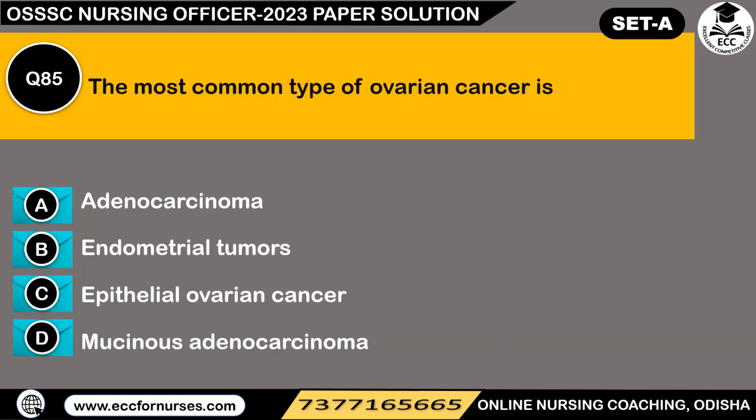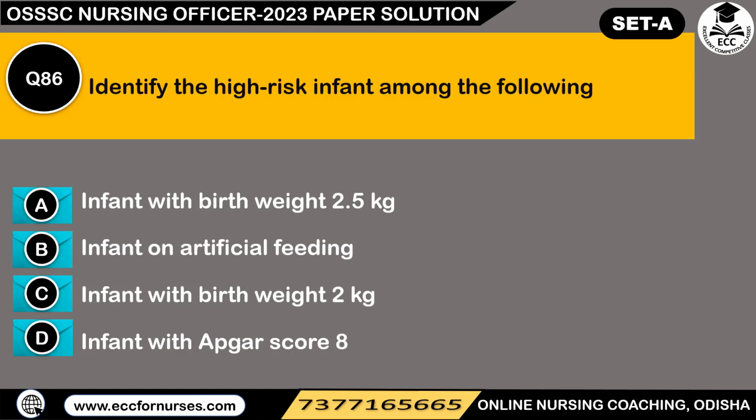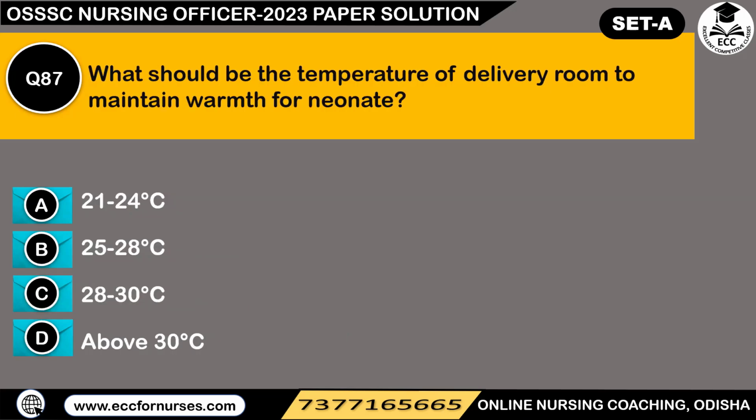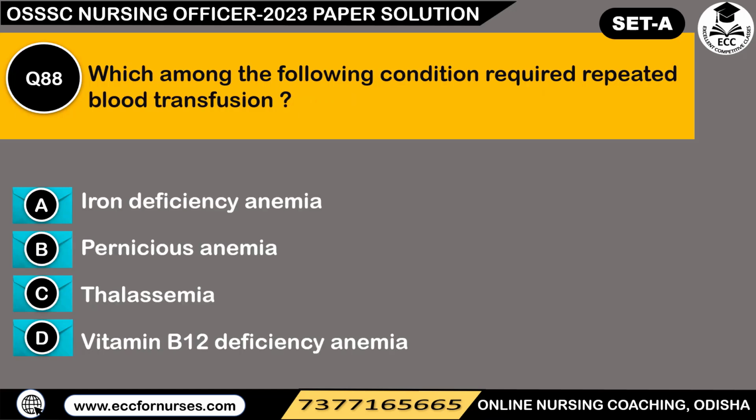Question number 85. The most common type of ovarian cancer is epithelial ovarian cancer. Option C is correct answer. Question number 86. Identify the high risk infant among the following. Answer is infant with the birth weight 2 kg. Question number 87. What should be the temperature of delivery room to maintain warmth for newborn? Answer is option B, 25 to 28 degrees centigrade.